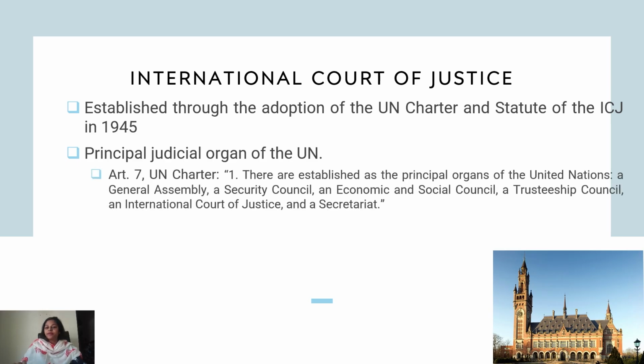Article 7 of the Charter of the United Nations says, there are established as principal organs of the United Nations a General Assembly, a Security Council, an Economic and Social Council, a Trusteeship Council, an International Court of Justice, and a Secretariat. So Article 7, when it mentions the 6 principal organs of the United Nations, mentions the International Court of Justice as one of them.